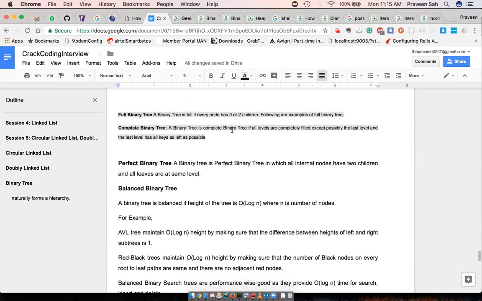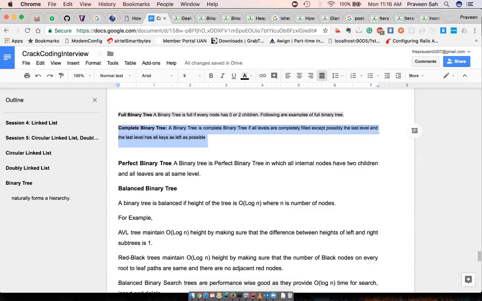A binary tree is a complete binary tree if all the levels are completely filled, except possibly the last level, and the last level has all the keys as left as possible. You see this? The last level is possible to have fewer than 2 children, but even if some nodes have fewer than 2 children, all of them should be as left as possible. Okay, you get this? This will be a little bit useful when we read about heap. We'll have to use this complete binary nature of a tree when we read about heap.